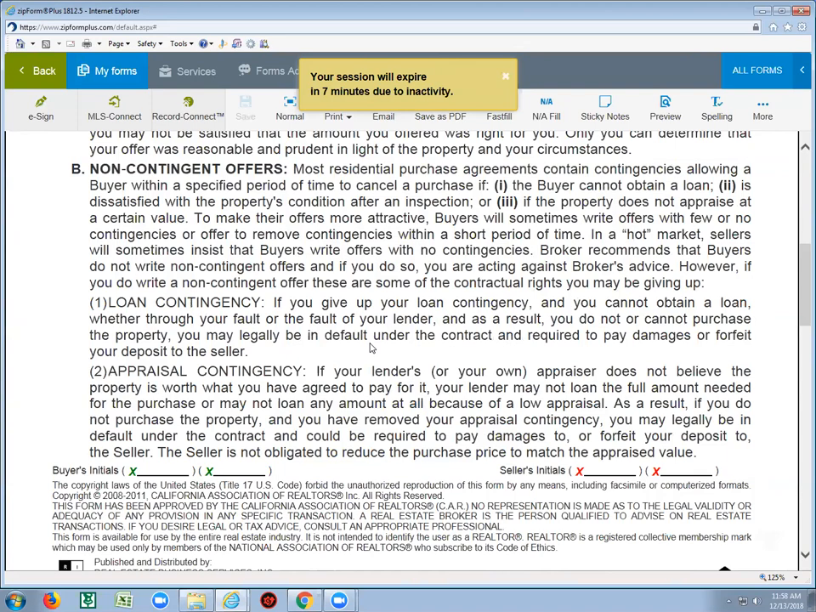One, loan contingency. If you give up your loan contingency and you cannot obtain a loan, whether through your fault or the fault of your lender, and as a result you cannot purchase the property, you may legally be in default under the contract and be required to pay damages and forfeit your deposit to the seller. That's pretty important. So if you want to remove the loan contingency, you better have enough cash to back you up. If the loan doesn't go through, you pay cash for it.